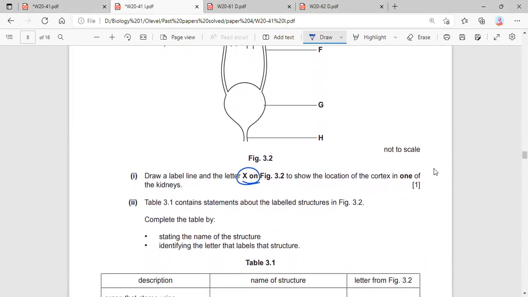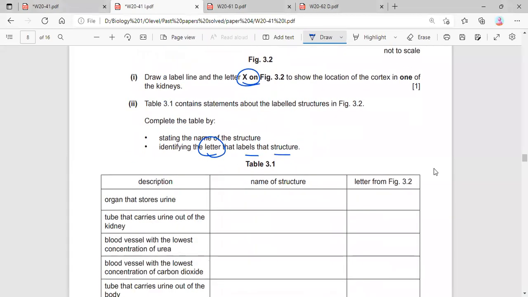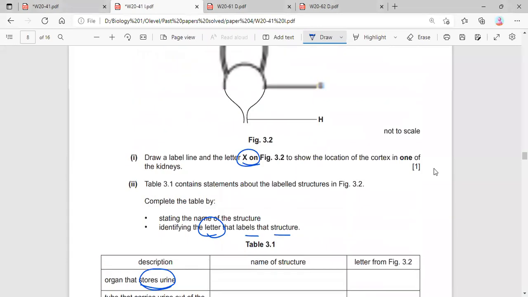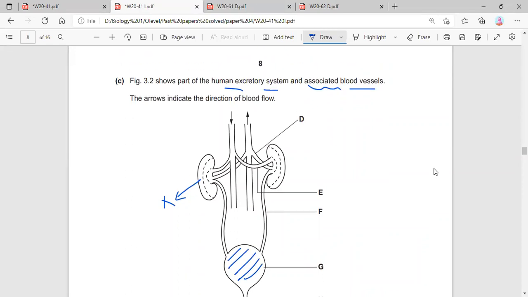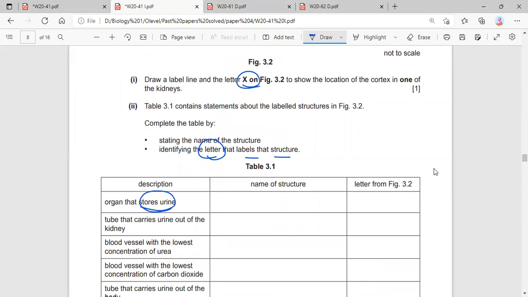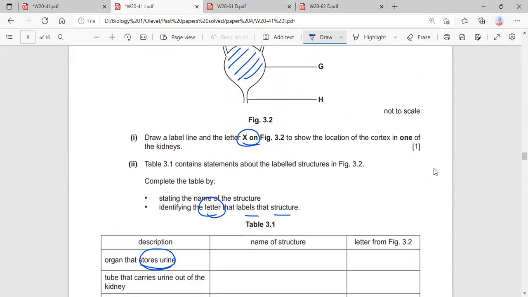Okay, table 3.1 contains statements about the labeled structures. State the name of the structure. Identify the letter that labels that structure. Okay, which is the organ that stores urine? Storage of urine occurs in the bladder. That's an easy question. Storage of urine occurs in the urinary bladder. So here I will put bladder, and here I will put the letter G.